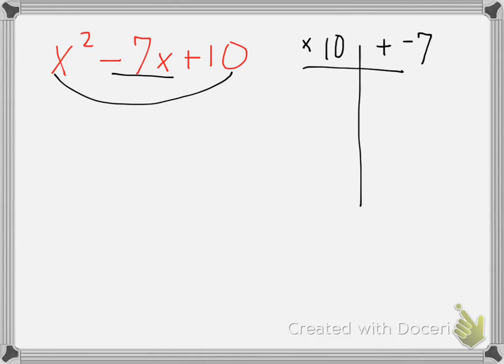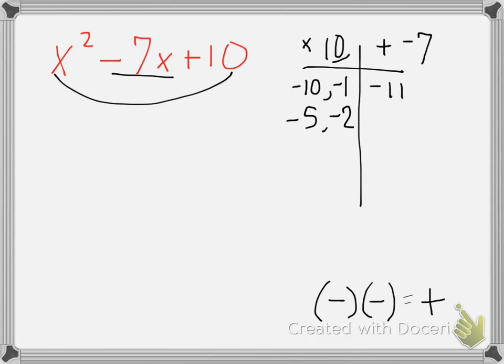I should just put add. So if something's going to multiply to a positive and add to a negative, that means that both of them must be negative, because a negative times a negative makes a positive. So both of these numbers that multiply to 10 have to be negatives. So -10 and -1, if I add those together, that makes -11. -5 and -2, if I add those together, it makes -7.